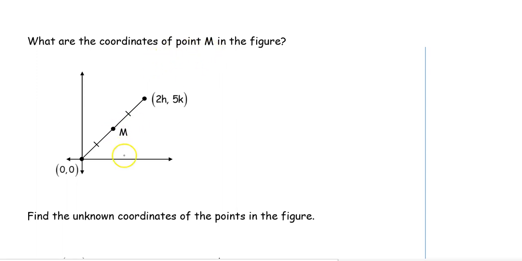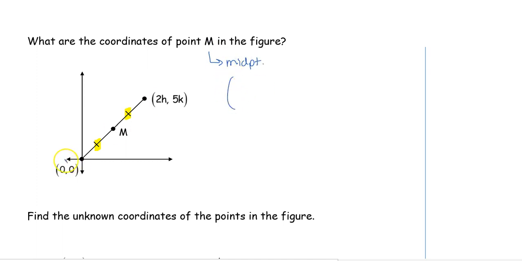So what are the coordinates of M in the figure? The important thing to look at M in the figure is to notice these indicators. Those indicators tell me that I have two congruent segments, which means M is the midpoint. If M is the midpoint, M is the halfway point between those two coordinates. So I can use my midpoint formula. So M is the midpoint.